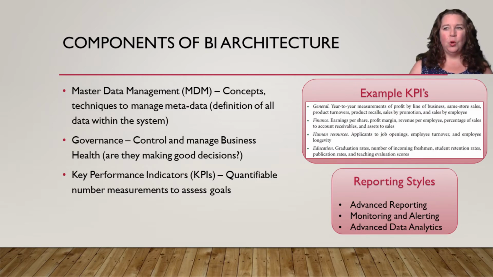So being able to control and manage your business decisions and your business health. And then the other one is what we call KPIs, or key performance indicators. The important thing about KPIs is that they're quantifiable. They are able to have a number associated with them. A couple of examples of KPIs are listed here. Year-to-year measurements, earnings per share, applicants to job openings, graduation rates.